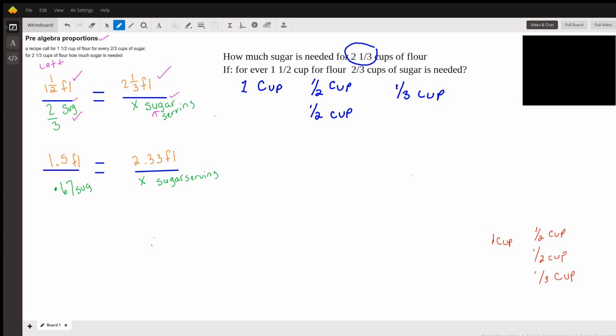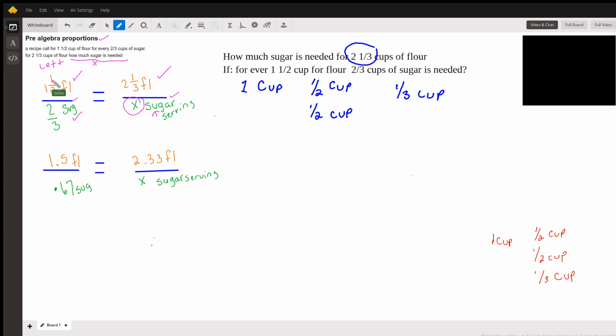That's very important, okay? So now, as you notice here, I have the letter X. Why? Well, because I am looking for something. How much sugar is needed? In math, when you're trying to find something, you use a variable. The most common we can use is X. So I use the X. All right.